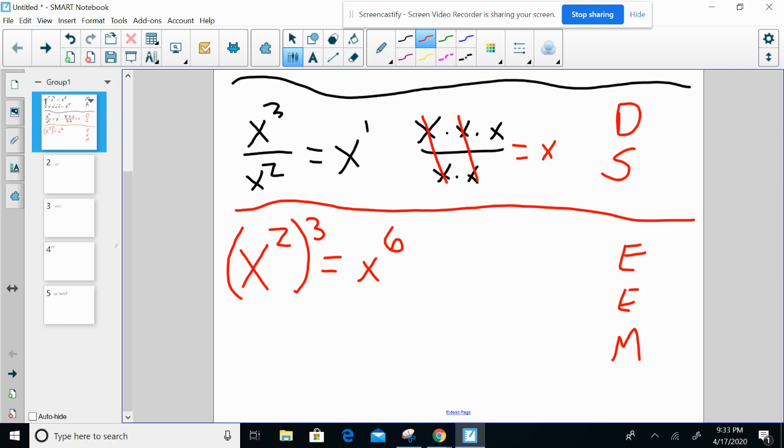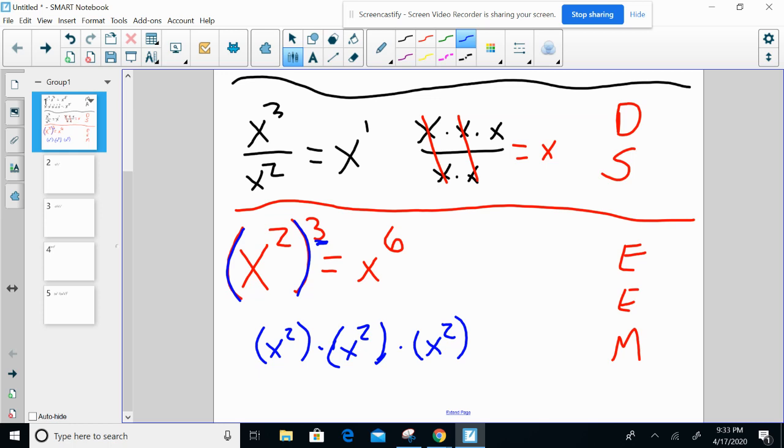How many x squareds do we have? As in, how many sets of parentheses do we have here? Think of the parentheses as a pod, all right? That means we have three pods being multiplied. As in, here's a pod, that's 1, times another pod, times another pod. Everything in the parentheses kind of comes together as a pod. And so we have 3 of them being multiplied.